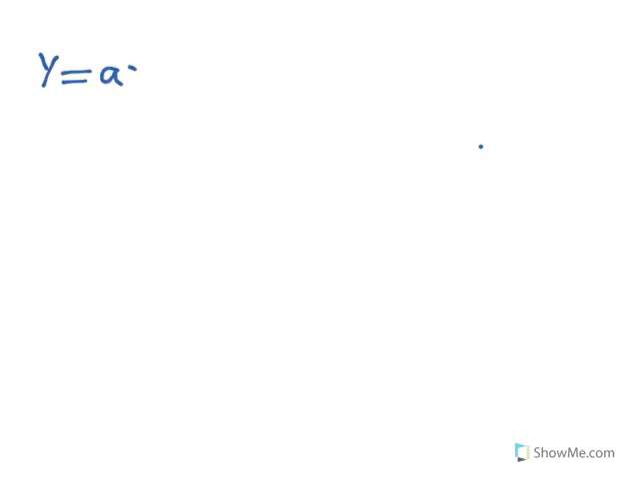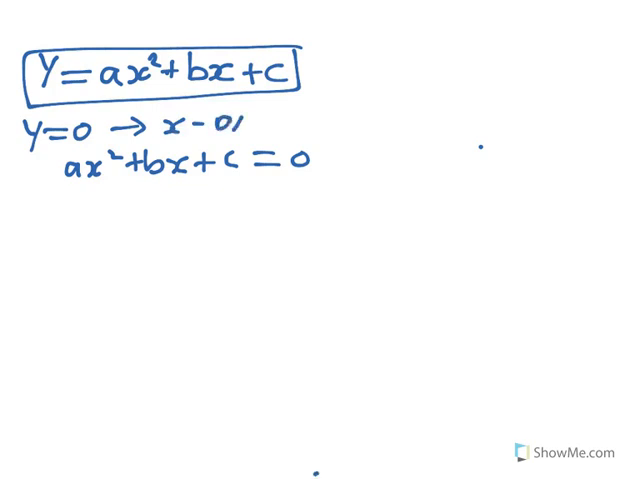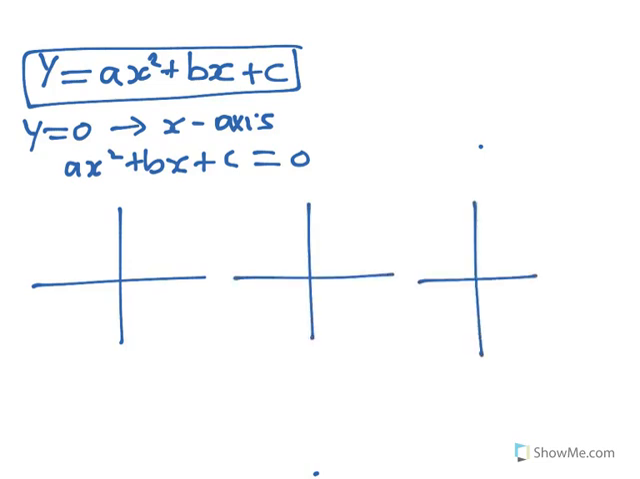Okay, if you have a quadratic in the form of ax squared plus bx plus c, and you make y equal 0, then when that equals 0, that would be when you intersect the x-axis. So when you have a parabola and it intersects the x-axis, the possibilities are where it cuts it twice, it doesn't cut it at all, or it just touches it.